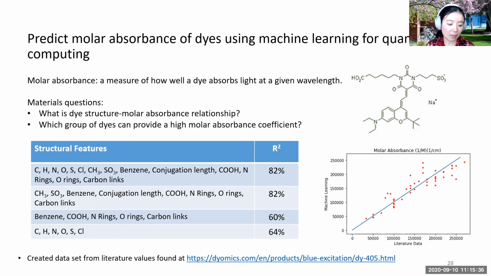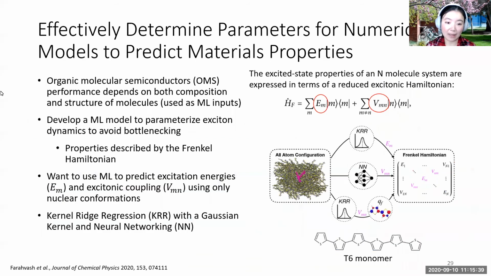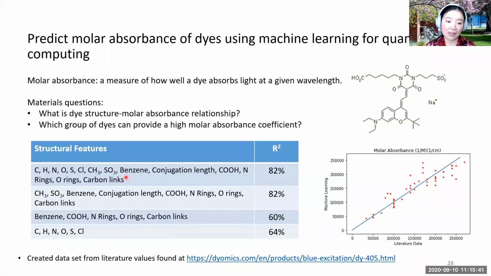In our study, we tried different structures and different combinations. For example, we considered the number of carbons, the number of hydrogens, the number of nitrogens, the number of different functional groups, the conjugation length, etc. Then we checked what the R2 would be for the machine learning models, and we saw that if we change the structure features, the R2 is affected as well.